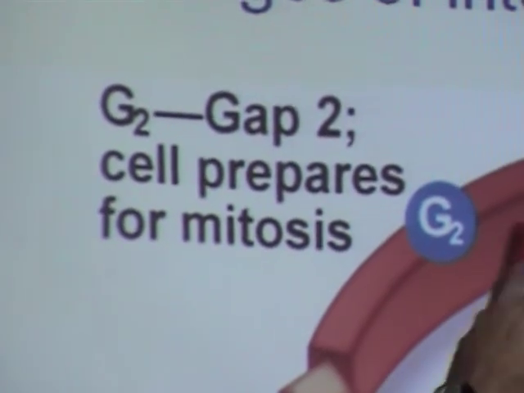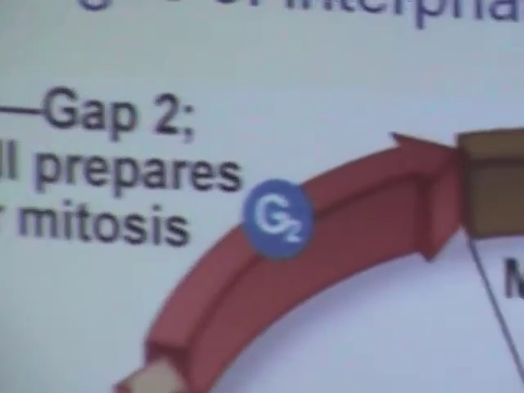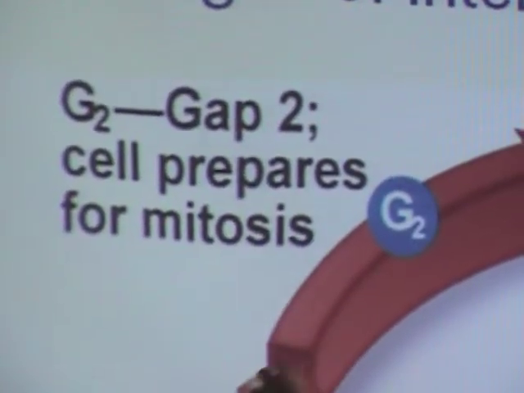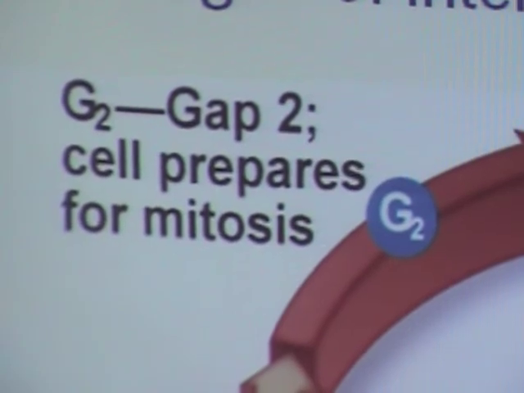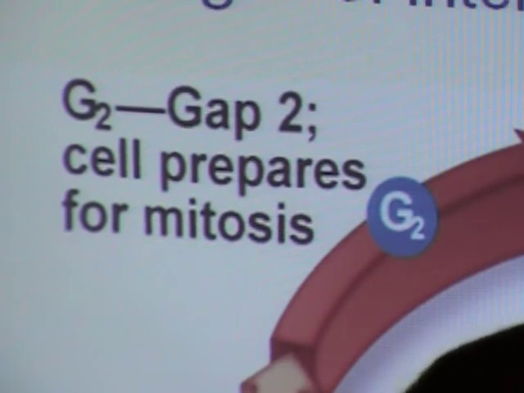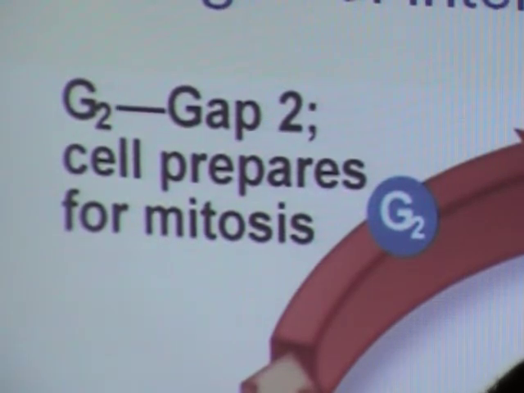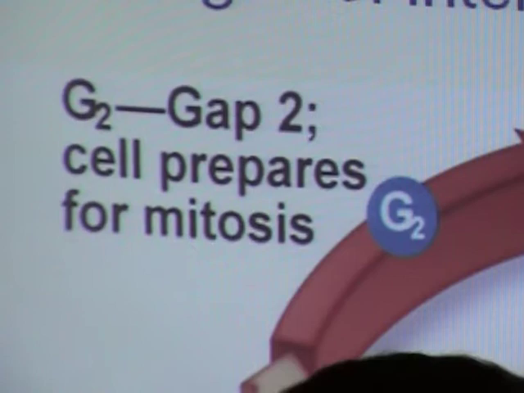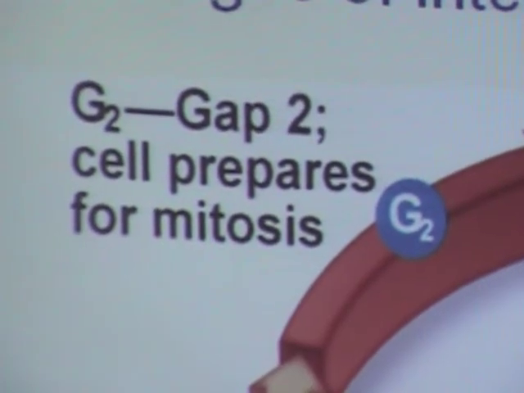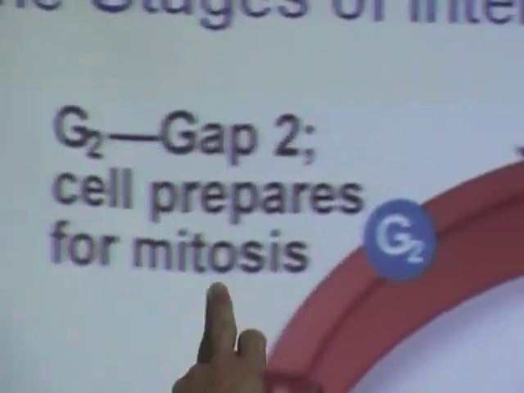Then there's a G2 phase. They called it G because G stands for gap, because it seemed like just a length of time where nothing was really happening in the cell, where the cell was just kind of sitting there. Now they know that there's some more growth going on inside. The cell is actually producing proteins and enzymes that will be used when the cell divides. So the cell is preparing for mitosis.